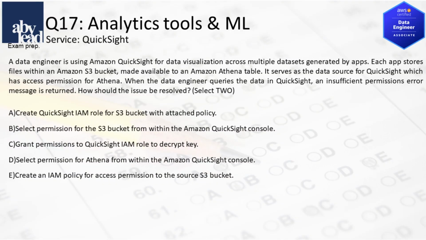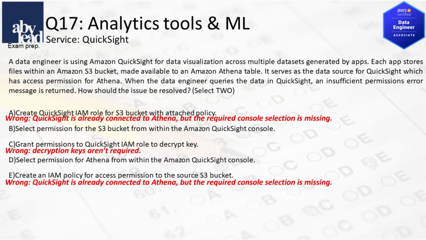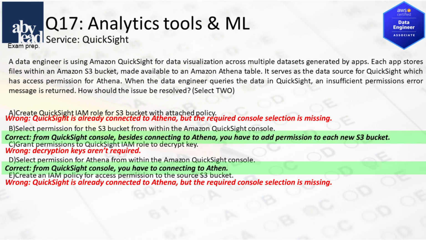Question 17. How do you resolve QuickSight's insufficient permissions error from querying an Athena table with multiple S3 datasets? QuickSight and Athena simply and securely connect via the console and not with additional S3 policy, decryption keys or IAM user policy. You best add permission to each new S3 bucket from the QuickSight console and you connect to Athena as well.